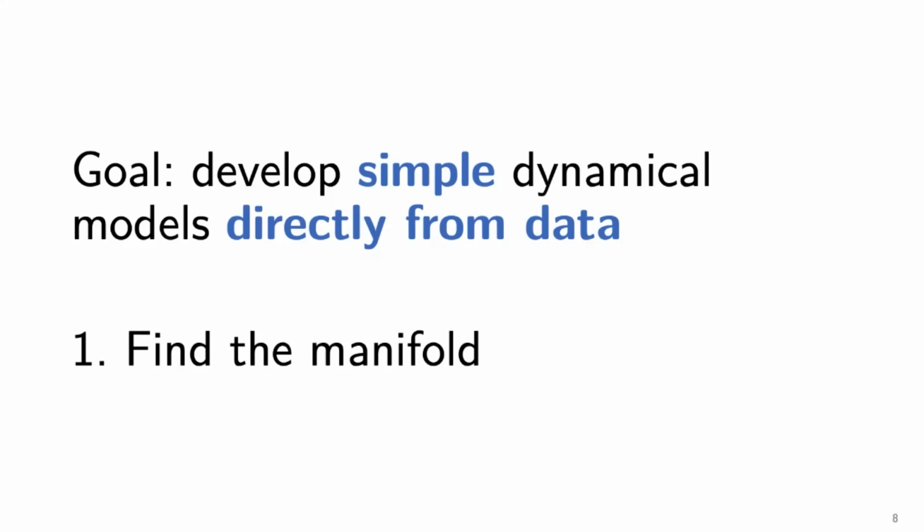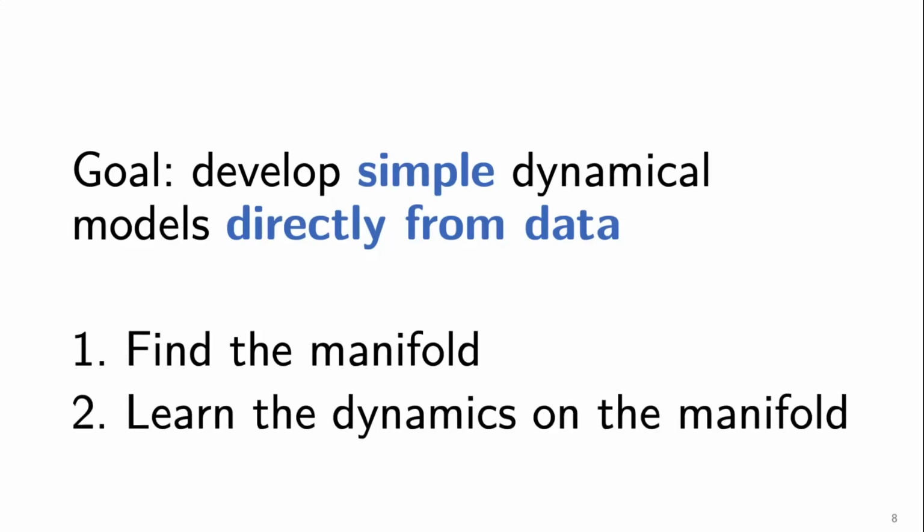So we will learn a coordinate transformation from the high dimensional coordinates to low dimensional coordinates that are valid on the manifold. And these low dimensional coordinates can be thought of as the essential dynamical variables. Then once we have the manifold, we'll then learn the dynamics on the manifold in the low dimensional coordinates. Okay, so we have two steps: finding the manifold and then learning the dynamics on the manifold.